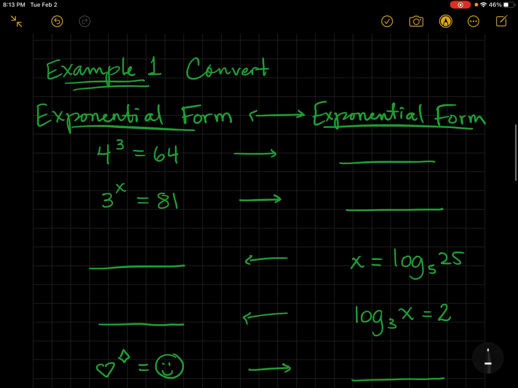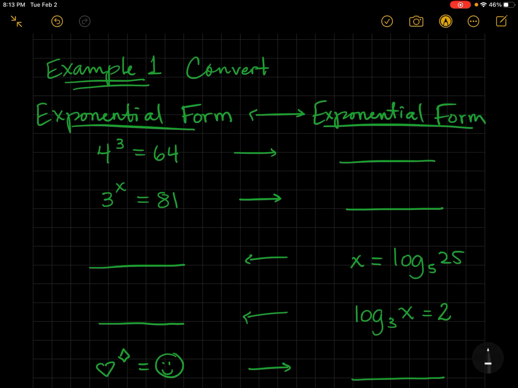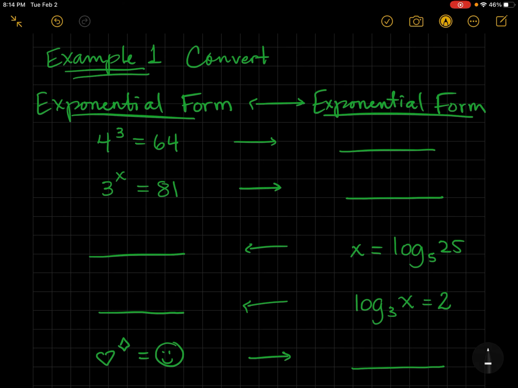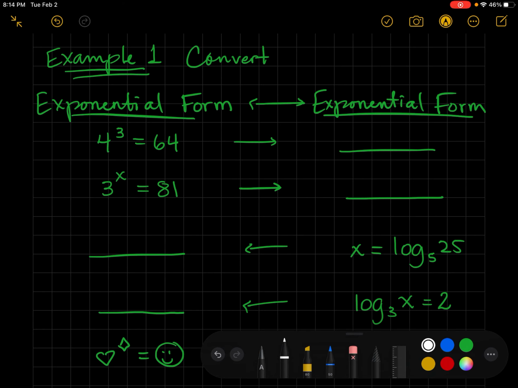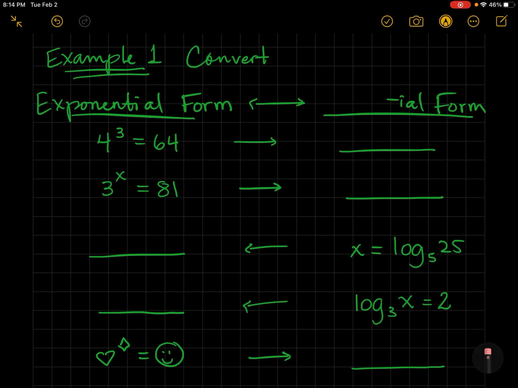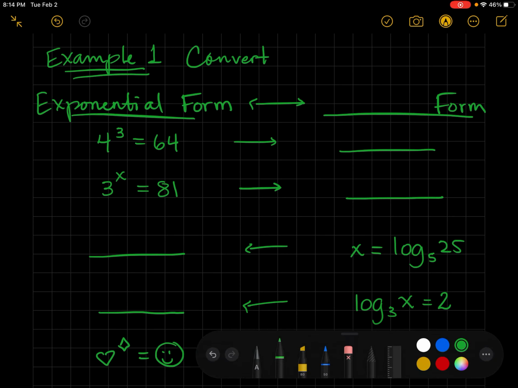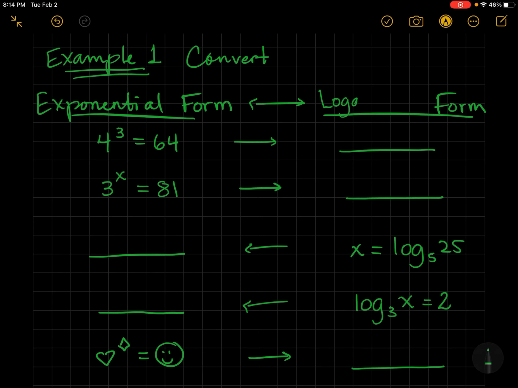So the first thing I want to show you is how to convert back and forth from exponential form to logarithmic form. I'd like for you to pause the video and write these examples down. Okay, now let's look at how to convert. Oh my goodness, look what I did. This side should say logarithmic form. Alrighty, that should say logarithmic form.